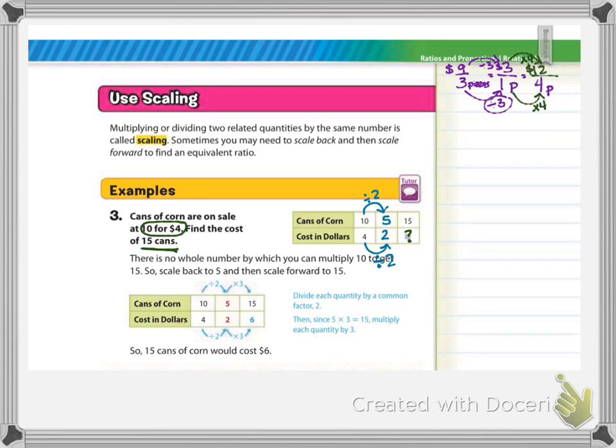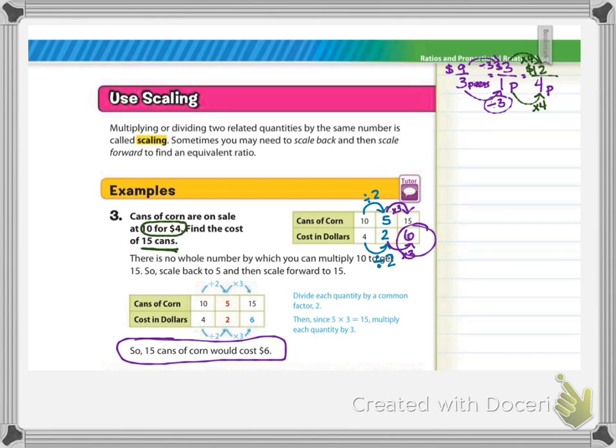Now I'm not at my answer yet. So now I can go easily from 5 to 15. To go from 5 to 15, I multiplied by 3. So therefore, I need to multiply my bottom number by 3. 2 times 3 ends up giving me 6. So your answer ends up being $6, because remember, that's our ultimate answer right there. Our ultimate question is 15 cans of corn would end up costing $6 on that one.